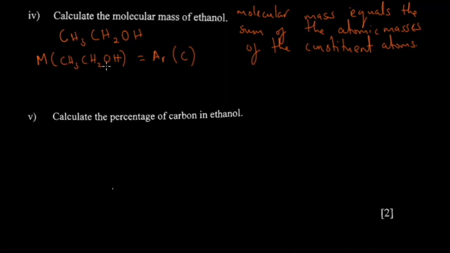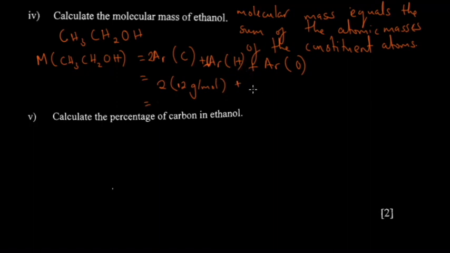So it means the sum of the atomic mass of carbon, and how many carbons do we have? We have 2. Also the atomic mass of hydrogen, and how many hydrogens do we have? We have 6. Plus the atomic mass of oxygen, and we only have 1 here. The mass of carbon would be 12 grams per mole.